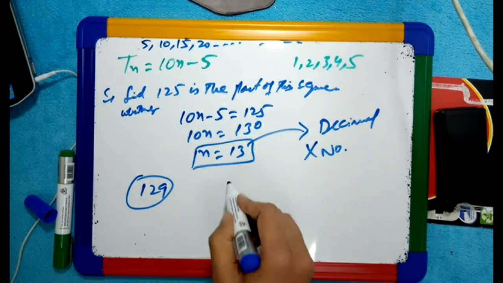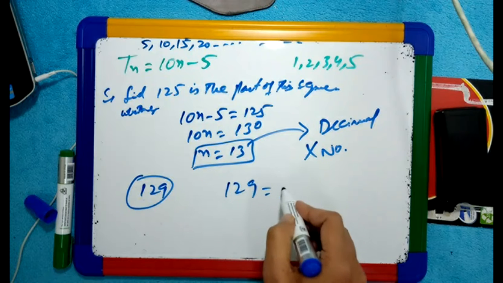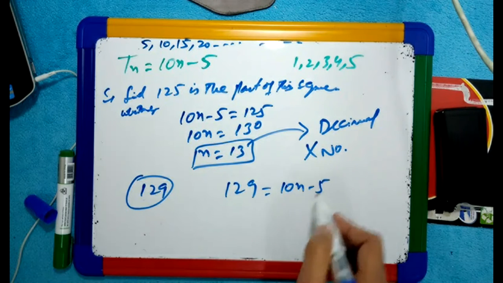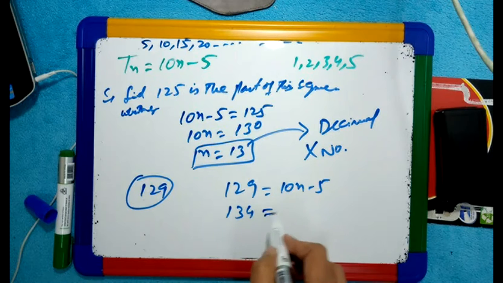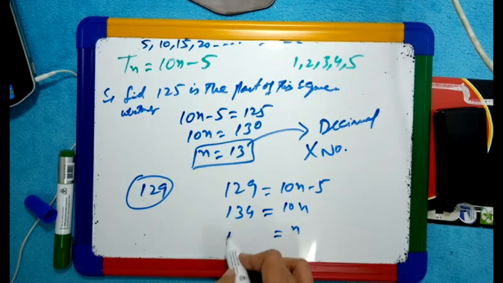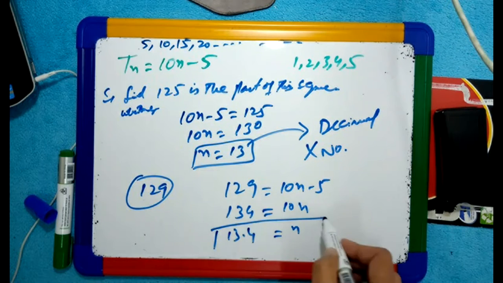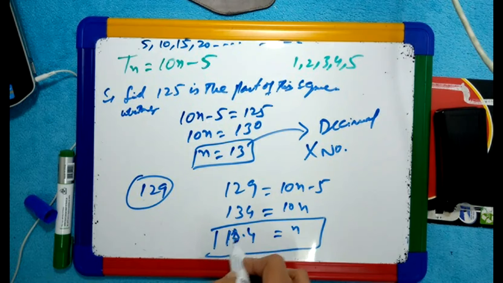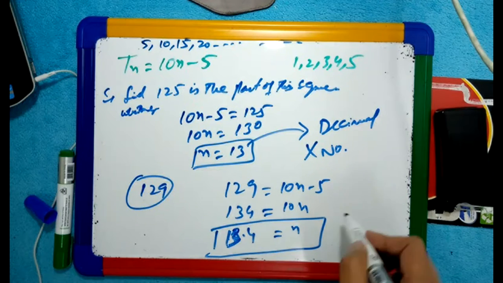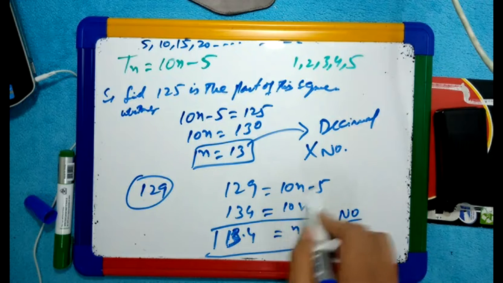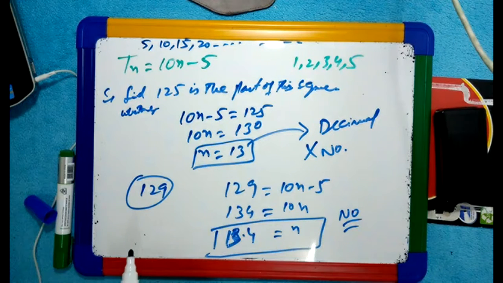129 equal to 10n minus 5. So 129 plus 5 is 134. 134 equal to 10n. So n equal to 13.4. The number of terms cannot be decimal, right? Any number of terms cannot be in decimal. So this is no. Here your arithmetic sequence is closed. This is the last case I tell you.